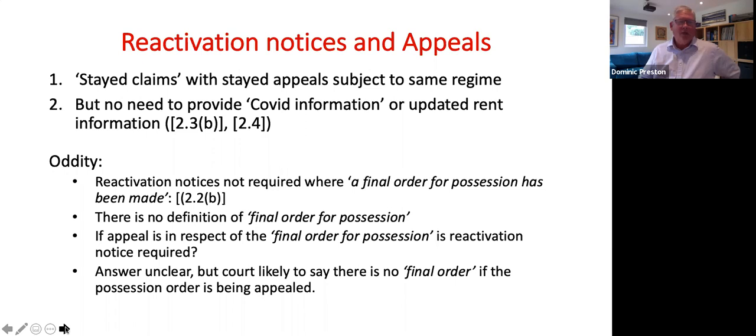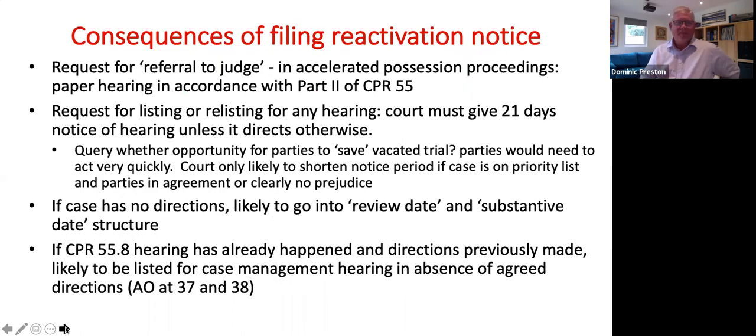So what is going to happen to your case when the reactivation notice is served? What's the consequence of it? Well, we've seen from Alice that in relation to accelerated possession proceedings, it's going to be a request for a referral to a judge, and it's going to go and be dealt with on the paper proceedings.